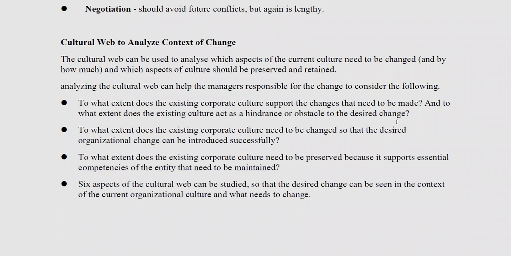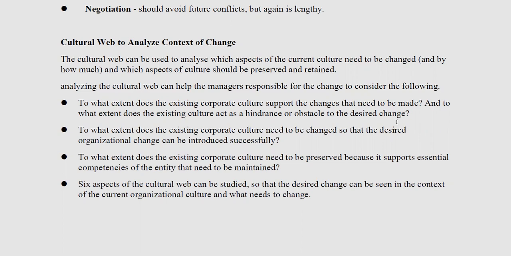To what extent does the organization's existing culture need to be preserved because it supports essential competencies of the entity that need to be maintained? So what should have been maintained in Ron's case, like people reporting at 8 and leaving at 5:30? I think that should have been retained. So the ones that should be taken out, the ones that you should retain in the context of change, strategic change, they can ask you.